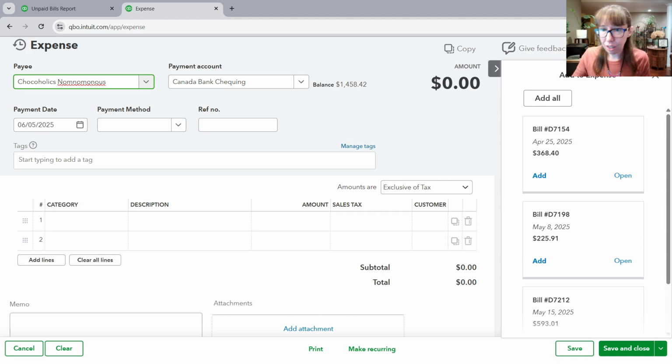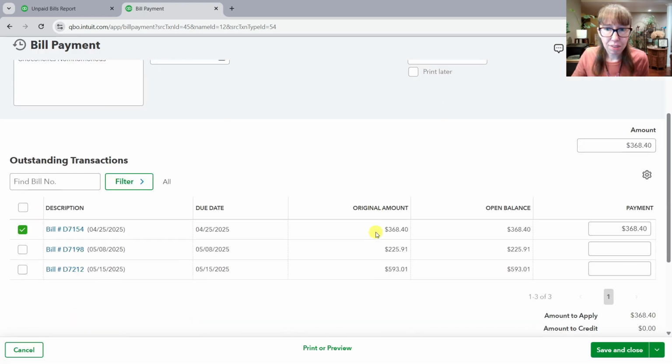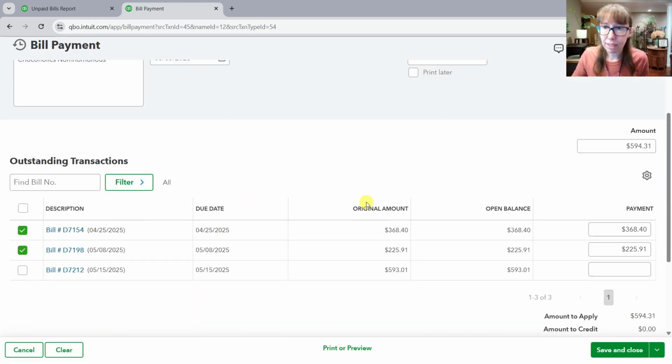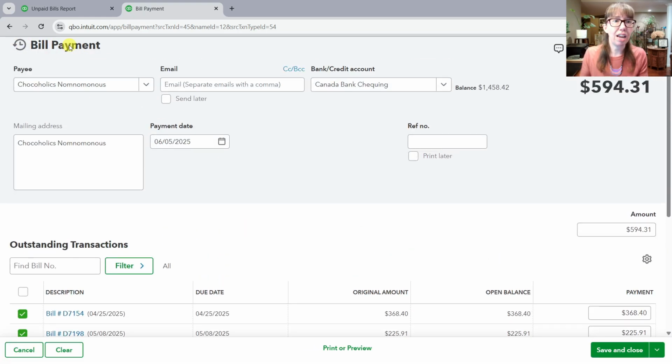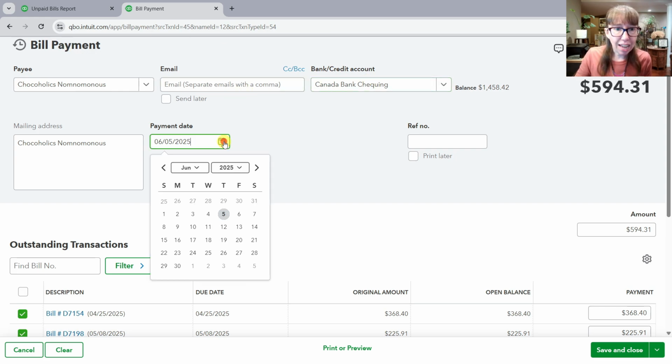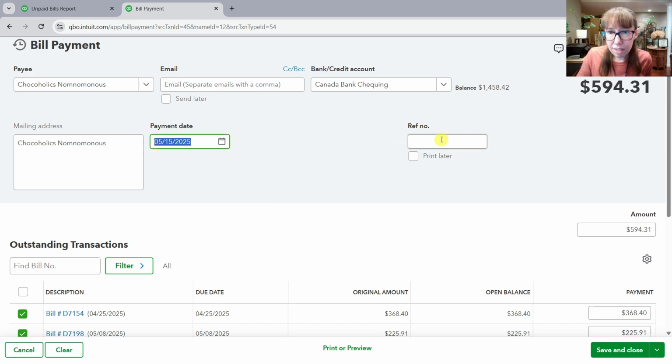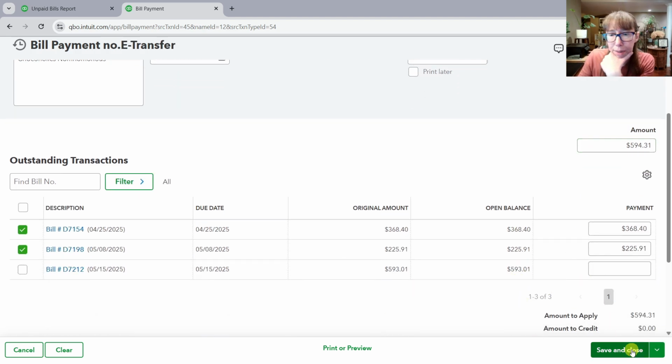So yeah, we can go ahead, and it was the older two. So it was this one and this one. You can see, look, it's switched it now to a bill payment. So this is one way to quickly get to the bill payment screen. And that was actually on May 15th, and it was an e-transfer like this. The third bill wasn't paid. We're going to save and close.